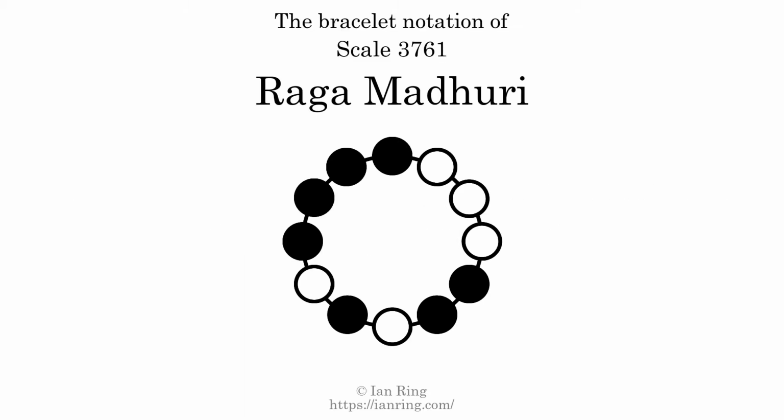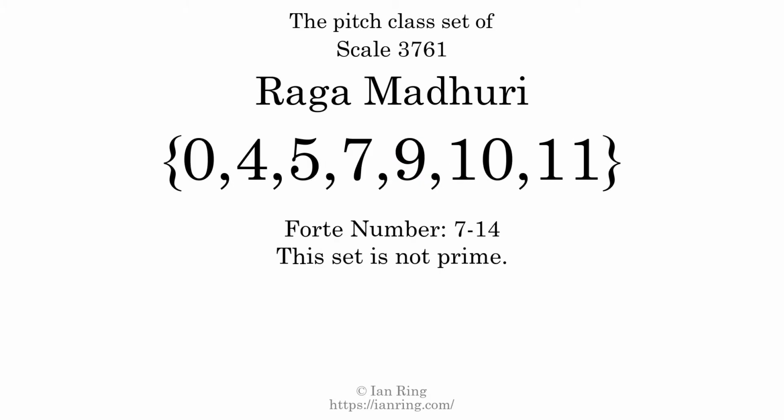This is a bracelet notation diagram of scale 3761. The shaded circles represent tones that appear in the scale, and they are read clockwise, starting at the top. The pitch class set for this scale is 0, 4, 5, 7, 9, 10, 11. The forte class is 7-14. This set is not prime.